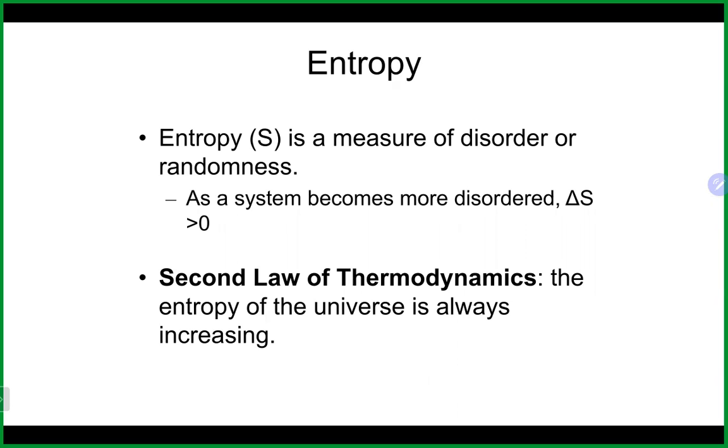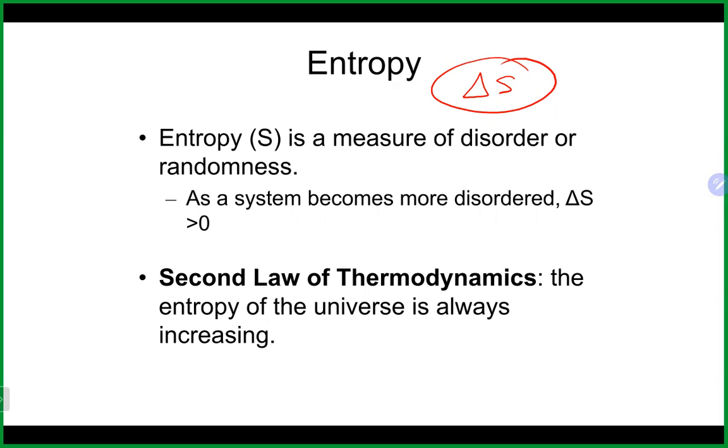Something that you'll get into in 1B a little bit more is what's known as entropy. Entropy is the amount of disorder there is in the universe. With increasing entropy, it actually becomes more positive. So delta S is entropy, or the change in entropy. And the second law of thermodynamics is that entropy in the universe is always increasing.